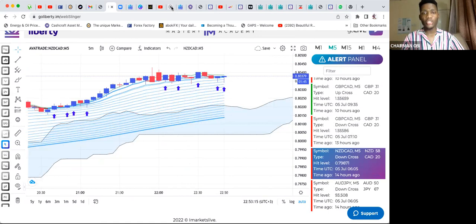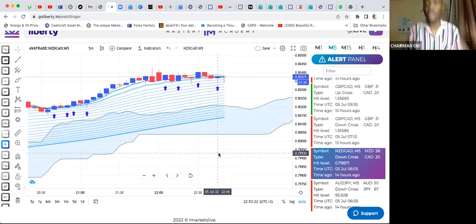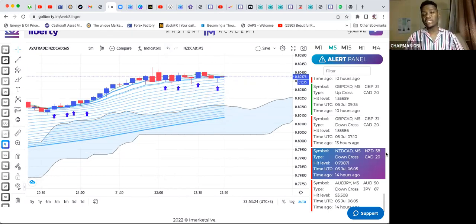Okay, this is beautiful. This is what I needed. This is what we are looking for, right? So guys, NZD is 58 and CAD is 20. That simply means that NZD is buying and NZD is stronger than CAD. NZD at this point is called the base currency, right? While CAD is known as the quote currency. NZD is the base currency, while CAD is known as the quote currency.